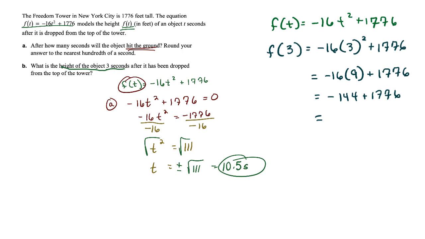1776 minus 144. Looks like it's going to be 1,632. What? That's measured in feet. So feet. So it starts at 1,776 feet. And after 3 seconds, it's going to have fallen, I don't know, about 80 feet maybe? No, about 140 feet.